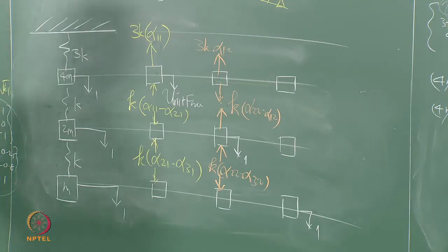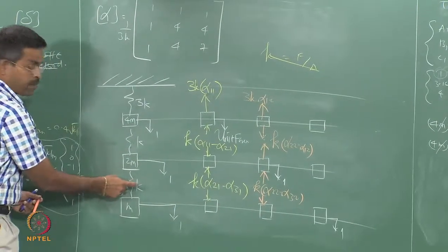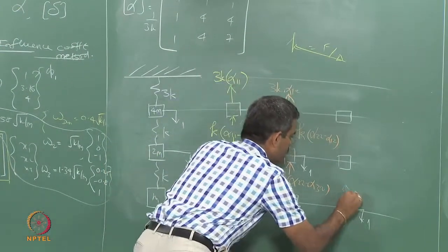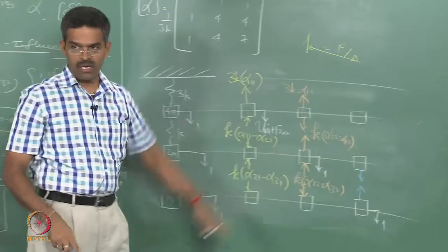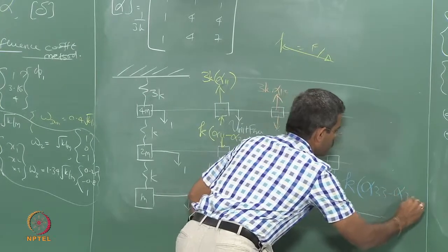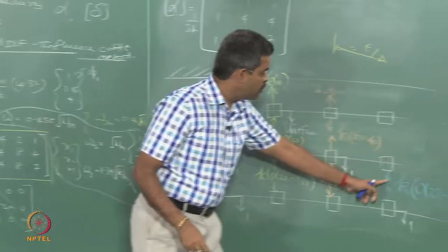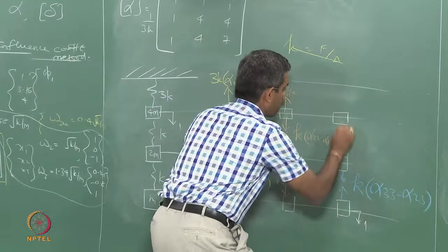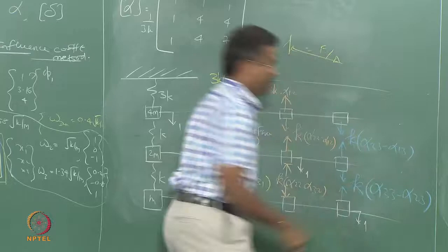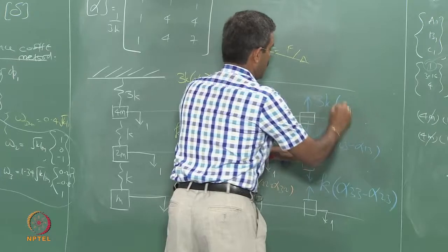Let us apply the same logic for the third column here. So, I am trying to pull this mass down by unit force, this spring will pull it back. So, I am marking it here, pulling this back, and simultaneously arrows are marked, which will be k times of alpha 3 3 minus 2 3. When this mass is being pulled down by the spring, this spring will try to pull it back, which will be k times of alpha 2 3 minus 1 3. When this mass is pulled down by the spring, this will try to pull it back, 3k of alpha 1 3.